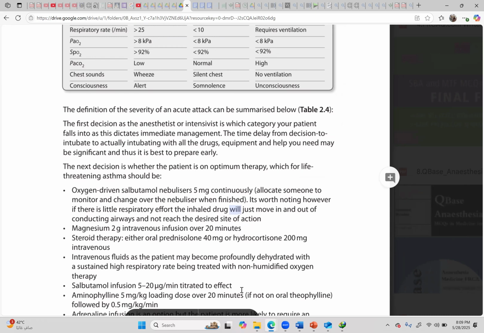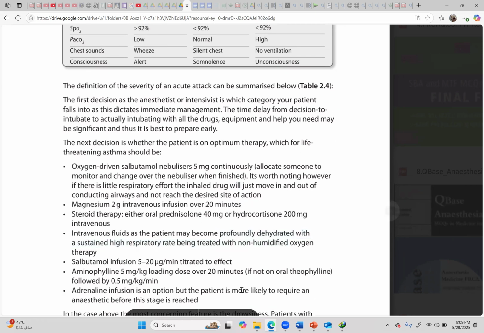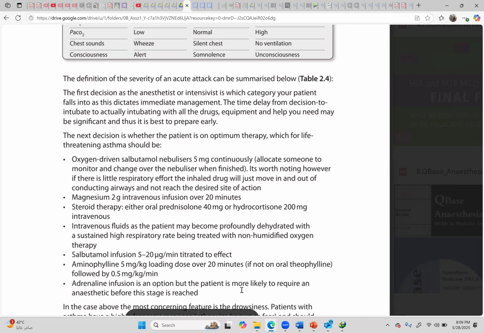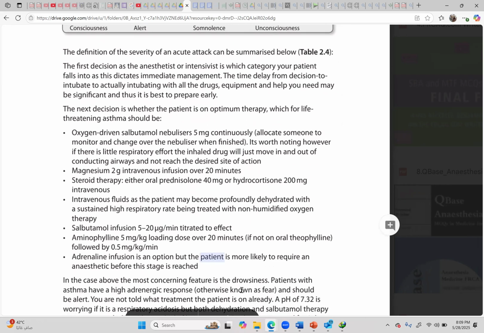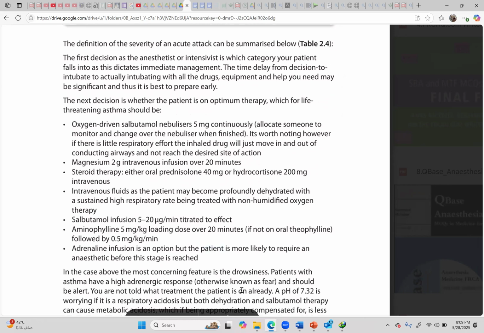Magnesium, 2 grams intravenously as an infusion over 20 minutes. Steroid therapy, either oral or hydrocortisone IV. Intravenous fluid, as the patient may become profoundly dehydrated with a sustained high respiratory rate, being treated with non-humidified oxygen. Salbutamol infusion IV. Aminophylline is not recommended anymore. Adrenaline infusion, but the patient is more likely to require an anesthetic before this stage is reached.